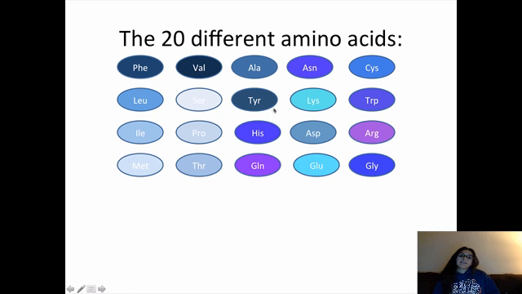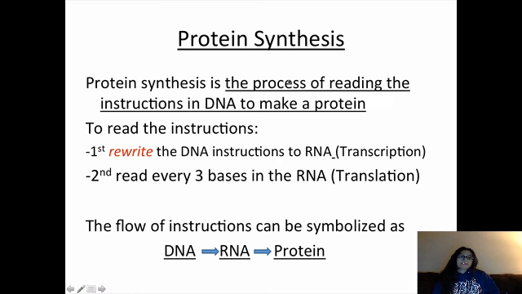Okay, so there's 20 different amino acids that you can connect together to build different proteins. Alright, finally the heart of the notes here. Protein synthesis. Remember, synthesis means to make, and then we're talking about proteins. So the process of making proteins. Protein synthesis, you could think of it as reading the DNA instructions to make a protein. And that's actually what we're going to learn. We're going to learn how to actually read the DNA instructions and put together a protein.